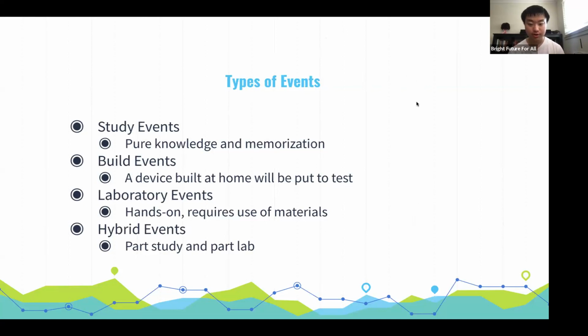Then there are build events which cater towards engineering people, where you have something that you build at home and then it will be put to the test during the competitions. And then there are laboratory events, which some chemistry events are, maybe they'll be more hands-on. You'll need materials, you'll need to conduct experiments. And then finally, there are hybrid events, which would be part study and part lab. So maybe you get 25 minutes to take a written test and then 25 minutes to do kind of a practical examination.